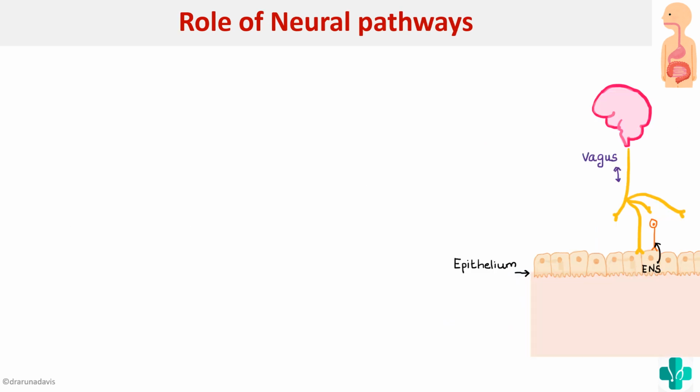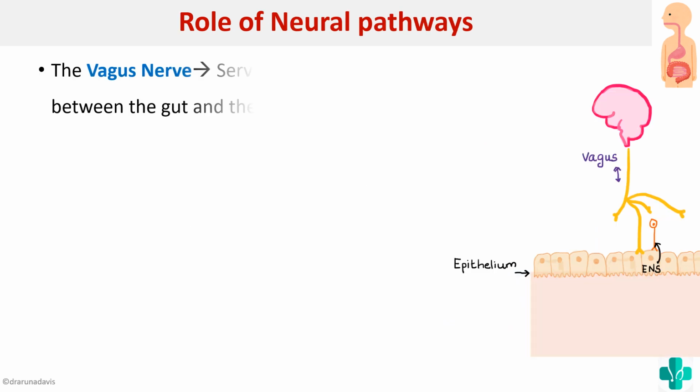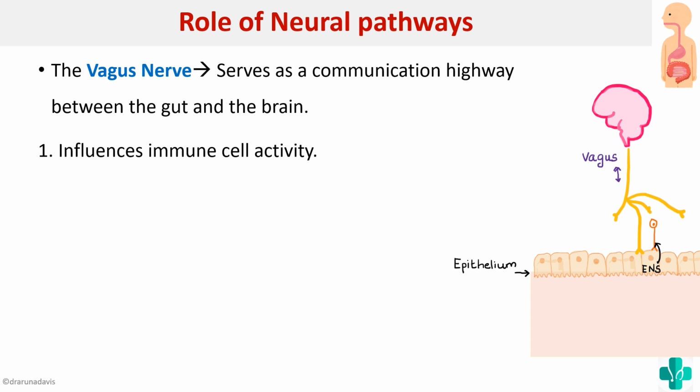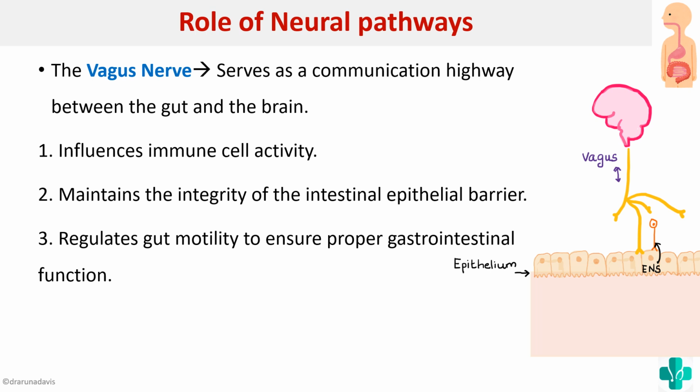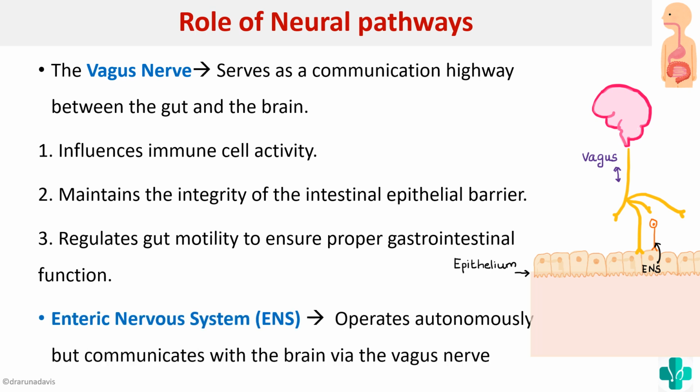What were the different neural pathways that were involved? Of course, it was the vagus nerve which serves as a communication highway between the gut and the brain. It influences the immune cell activity, maintains the integrity of the intestinal epithelial barrier, and also regulates the gut motility to ensure proper gastrointestinal function. And we also said the enteric nervous system is also involved. It operates autonomously but communicates with the brain via the vagus nerve.